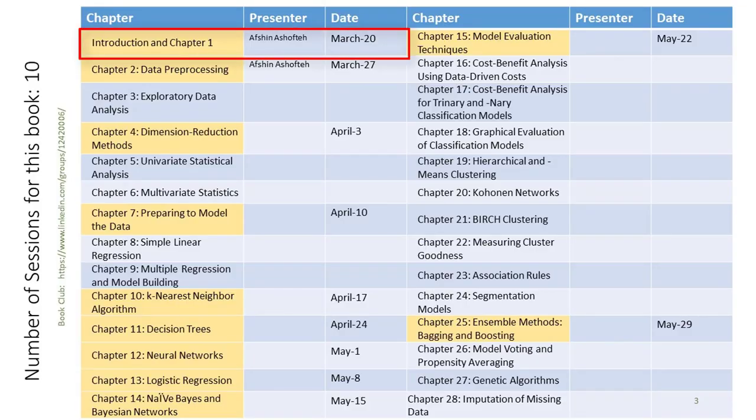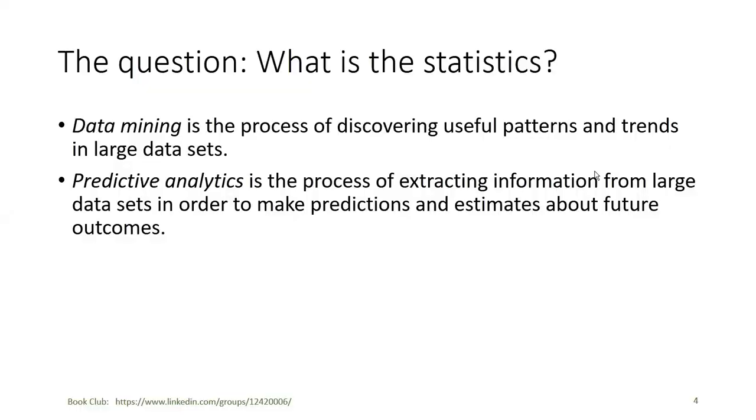Okay. It's better to go to the first chapter and see if we can cover this part. It described what data mining is, why we need predictive analytics, and why we need statistics. The book discussed that data mining is the process of discovering useful patterns and trends in large data sets. So the main idea is finding the useful patterns and trends, okay?